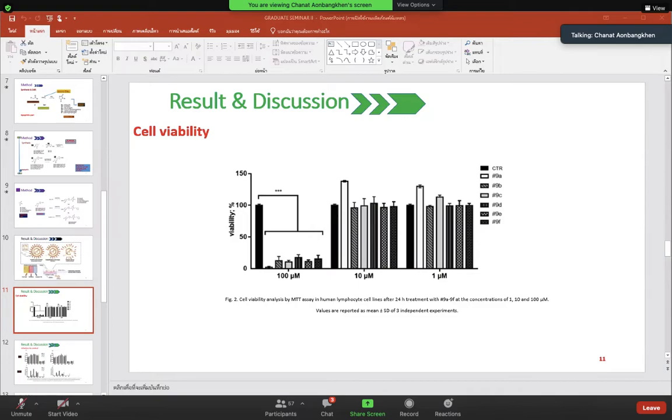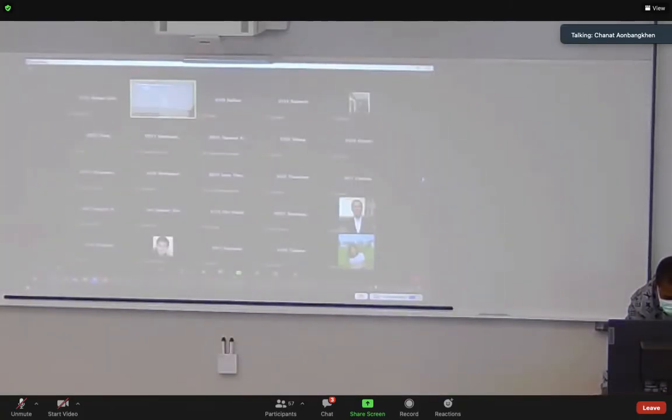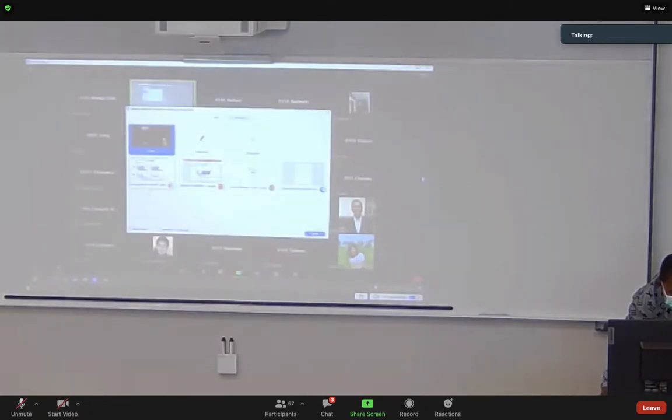Sorry, Ahmad, can you switch the screen? Because now it's a different page. And stop share and then share again another screen. The left one.